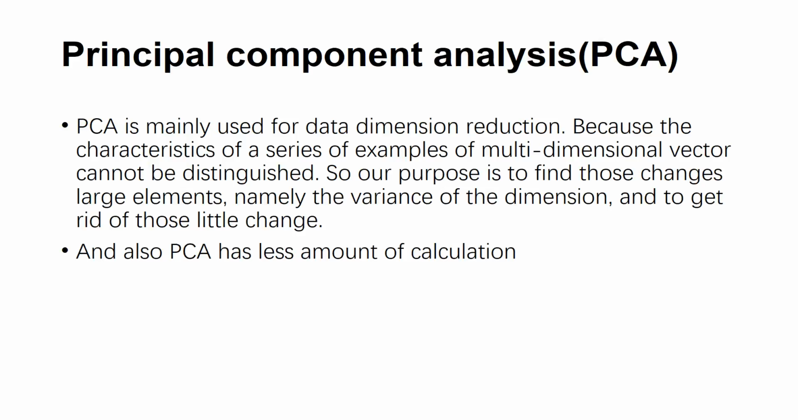The last part of my report is about principal component analysis, PCA. PCA is mainly used for data dimension reduction, because the characteristics of a series of samples of a multi-dimensional vector cannot be distinguished. So our purpose is to find the elements that change a lot, namely the variance of the dimension, and to get rid of the little change. The other advantage of PCA is that it requires less calculation.